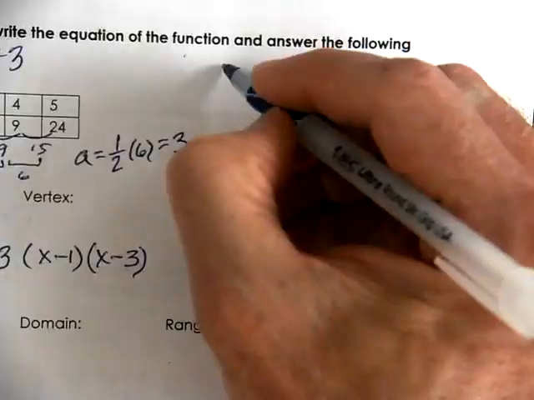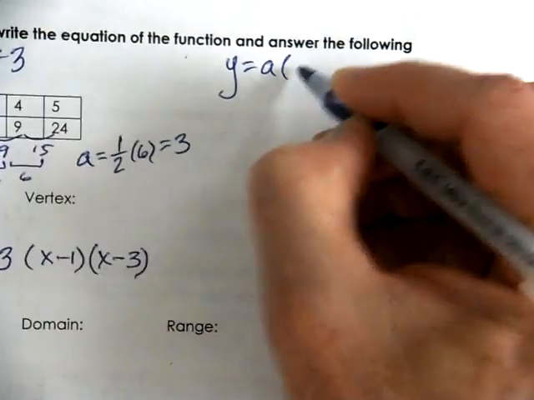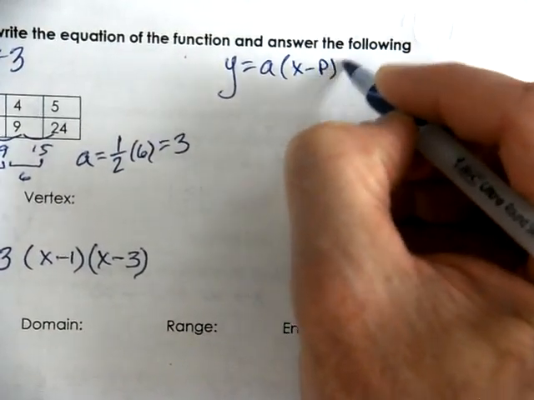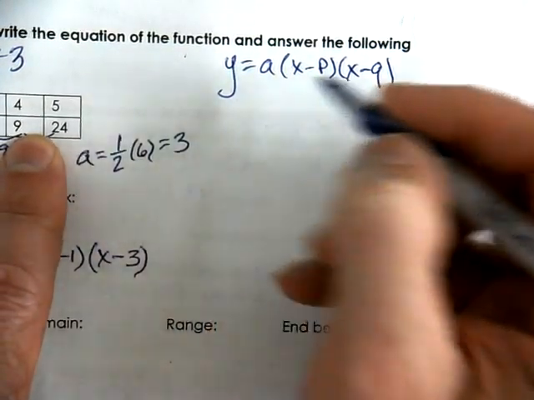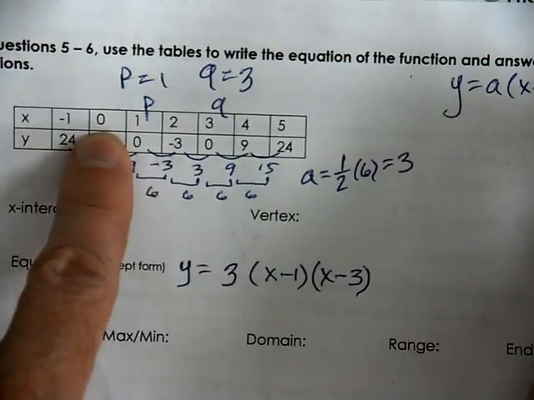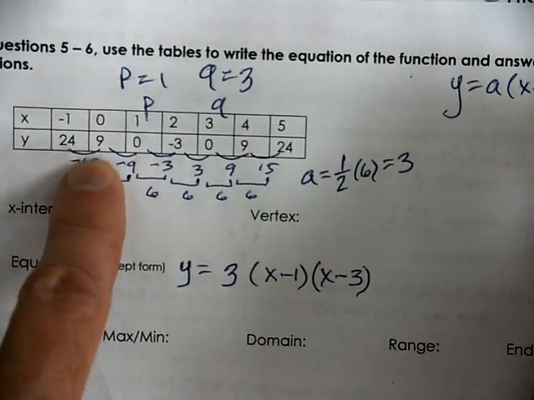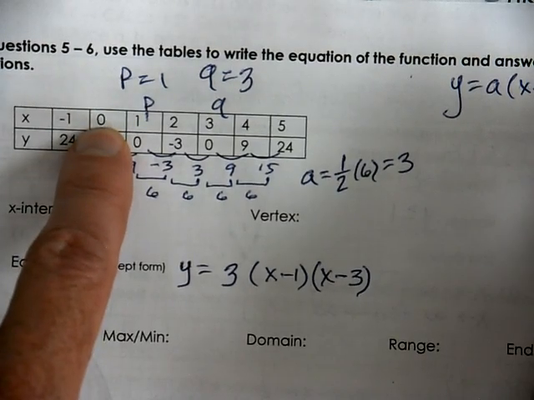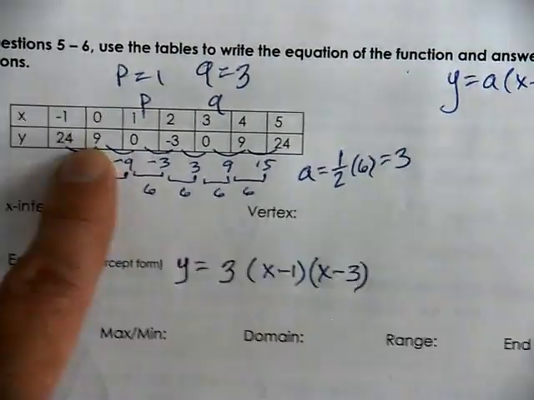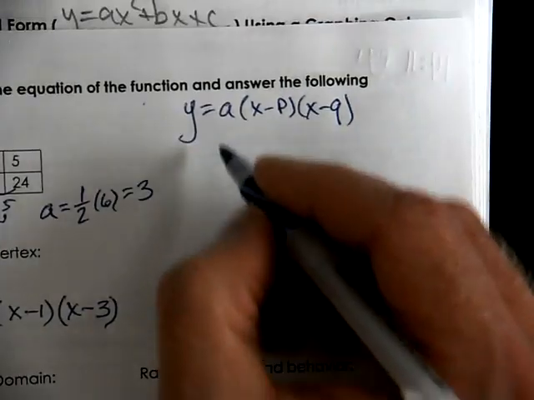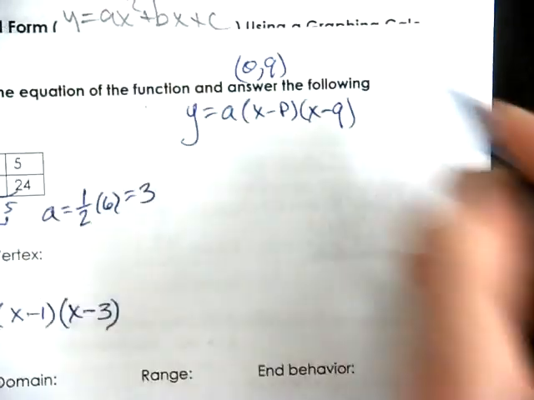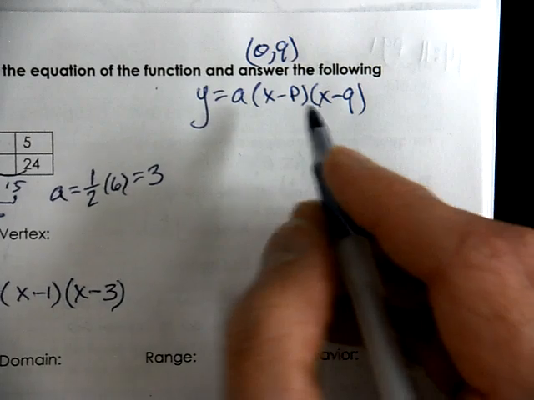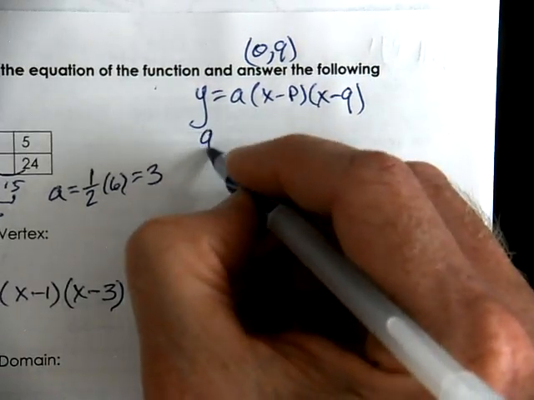Now some people like to use algebra. I'll show you that here. We take the format of a times x minus p, x minus q. So I can use any point that I like that's provided. This seems like a nice point to use. It's not a vertex, it's not an x-intercept. X is 0, y is 9. It's a nice simple y-intercept. So I'm going to use the point 0, 9. And that's going to give us 9 for y.